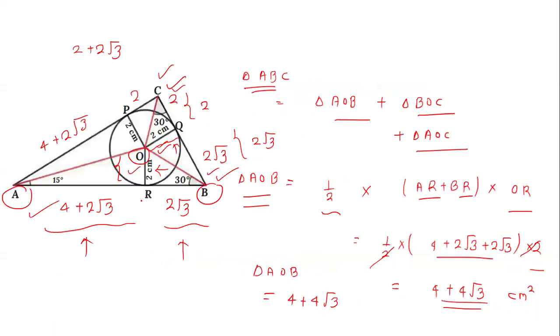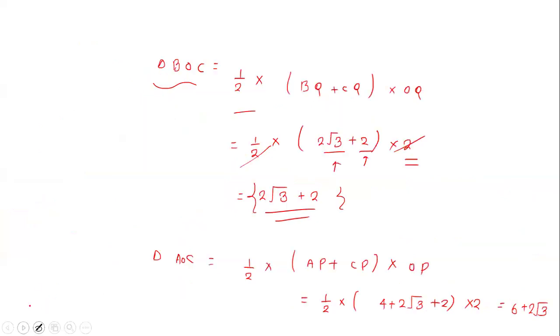Similarly, we also calculate the area of the triangle AOC. This is 4 plus 2 root 3 and this is 2. So the whole length AC will become 6 plus 2 root 3, and the perpendicular height, this is a 90-degree angle, is 2 centimeters. So half times base, which is 4 plus 2 root 3 plus 2, and perpendicular height is 2 centimeters. So this 2 and 2 cancel and it will become 6 plus 2 root 3. So now we know all three parts' areas.